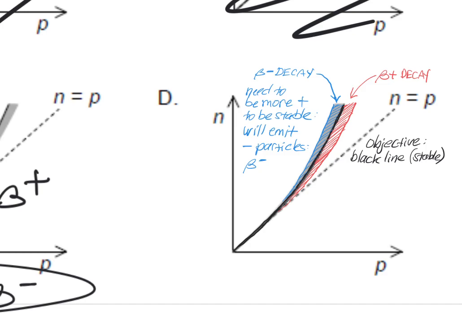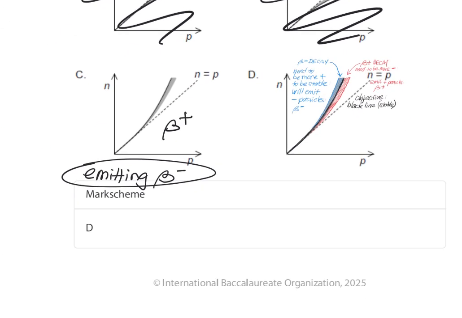On the right side, they need to be more negative. They need to move to the left to get to the black line. So they need to be less positive and more negative. If it's to the right of the curve, they're going to emit positive particles to become less positive and move to the left to be closer to that curve. So yes, since I'm emitting beta minus, the shaded area is going to be to the left of the stability curve, and my mark scheme is D.